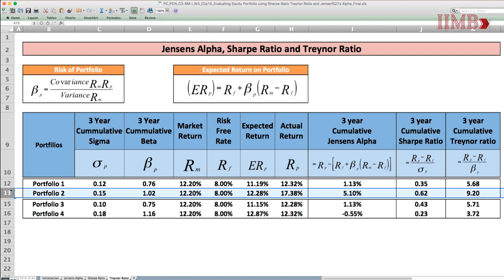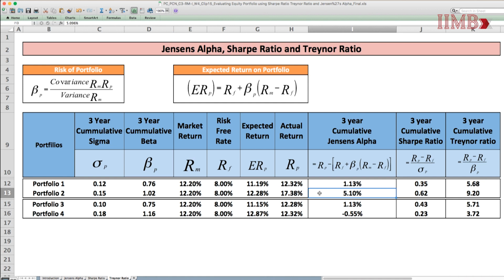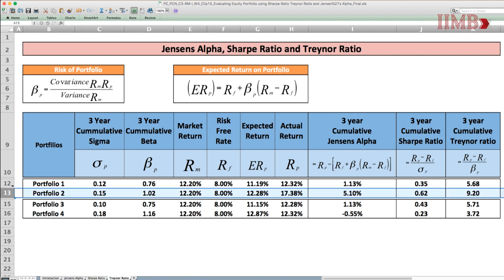You can go to portfolio 2 because it gives you the highest Jensen's alpha, it gives you the highest Sharpe ratio, and it gives you the highest Treynor ratio. The only catch is it's giving an extraordinary return, actual return of 17.38%. So you've got to go and examine how sustainable that high return is in the years ahead, if you're convinced portfolio 2 is the right way to go.